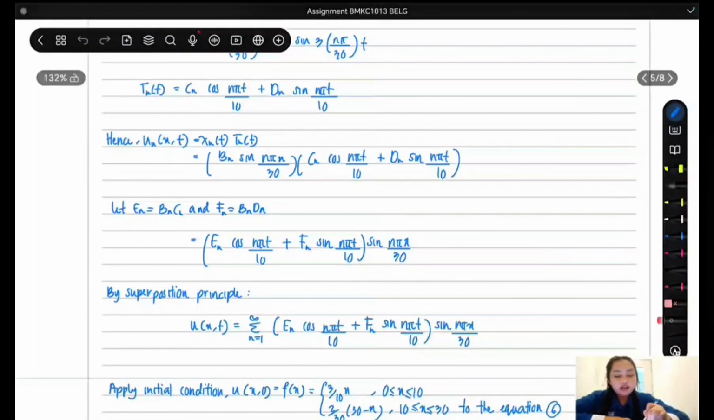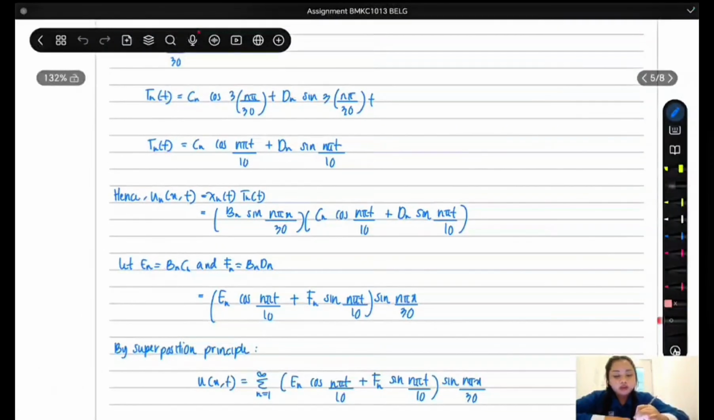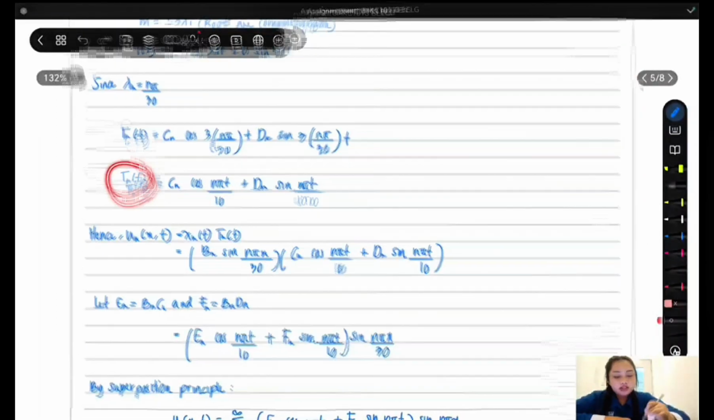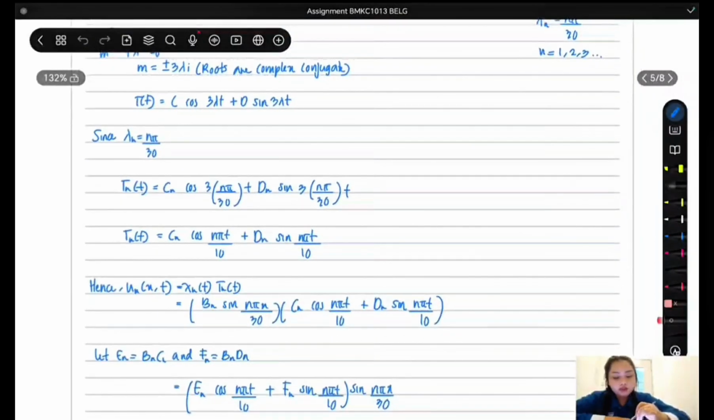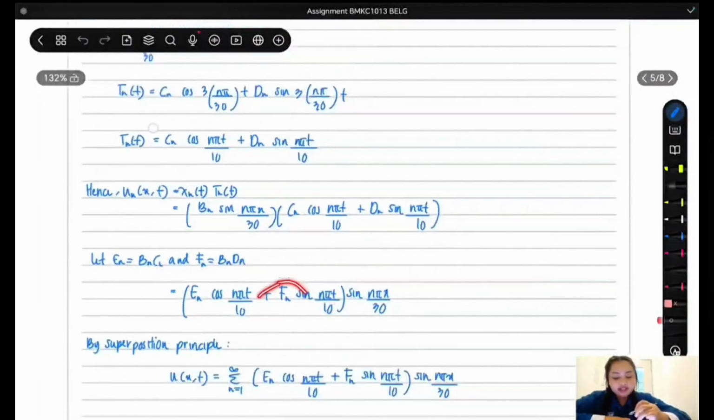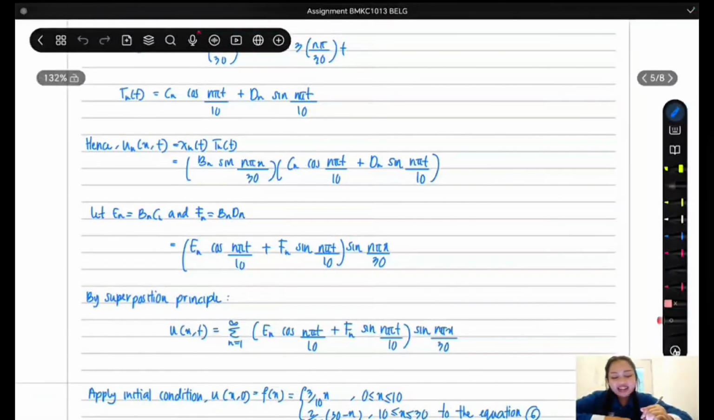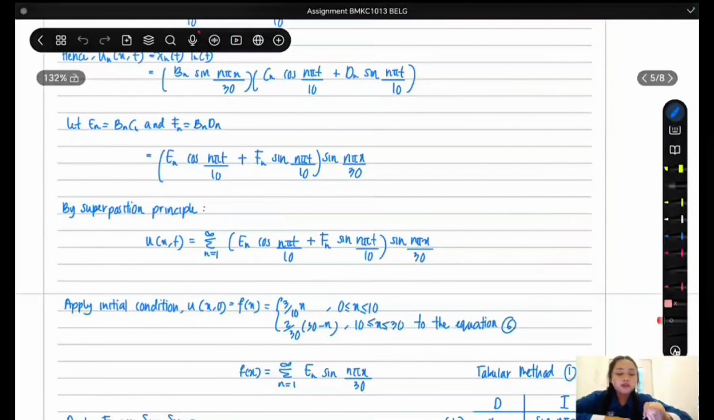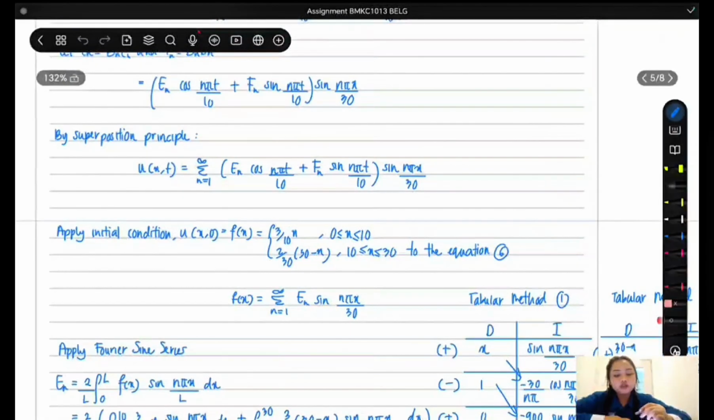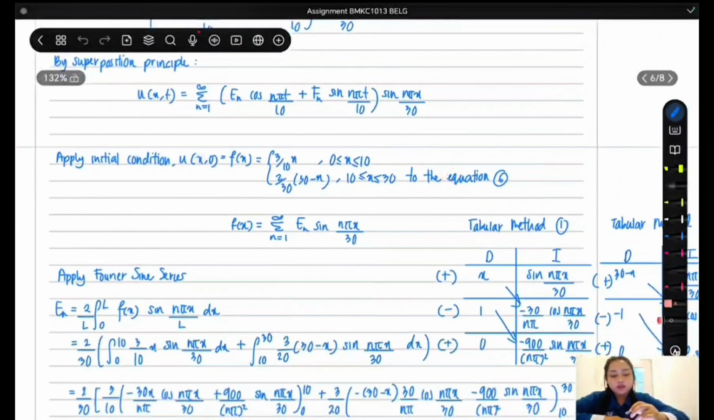So we're going to put it in this equation, which is this and this, and they're going to be like this. So let En equals to Bn Cn and Fn equals to Bn Dn, we will obtain this equation. So by applying the superposition principle, we will get this for the general solution. So by applying the initial condition into this, we will get this.